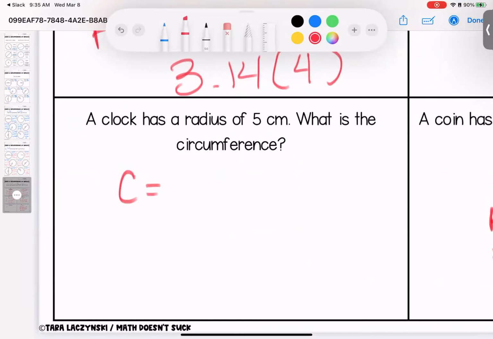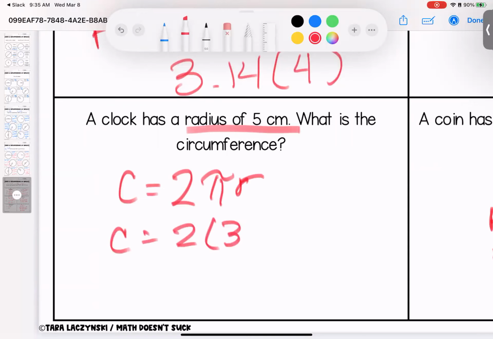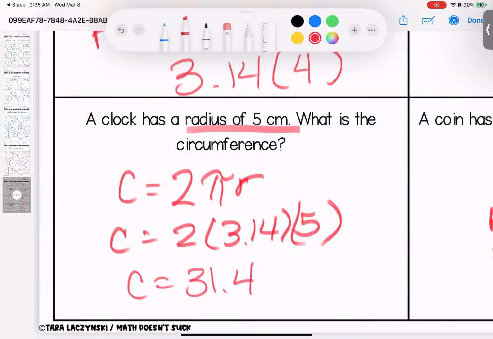Circumference. Circumference with the radius. So circumference equals 2 pi times the radius. Circumference equals 3.14 times 5. So I'm going to plug those in. And I get 2 times 3.14 times 5 gives me a circumference of 31.4 centimeters.